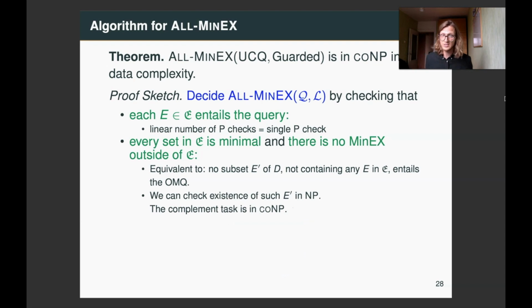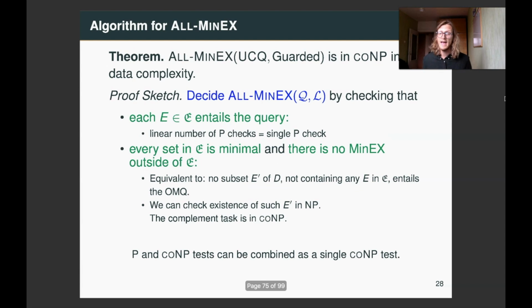We can check existence of such E dash in NP, and we want to check that such E dash does not exist. That's why this check is in co-NP. And NP and co-NP tests can be combined as a single co-NP test. Similarly, we have a corresponding hardness result in the paper, but we don't present it in this discussion because it's rather complicated. We present a simpler proof which covers some of the ideas.